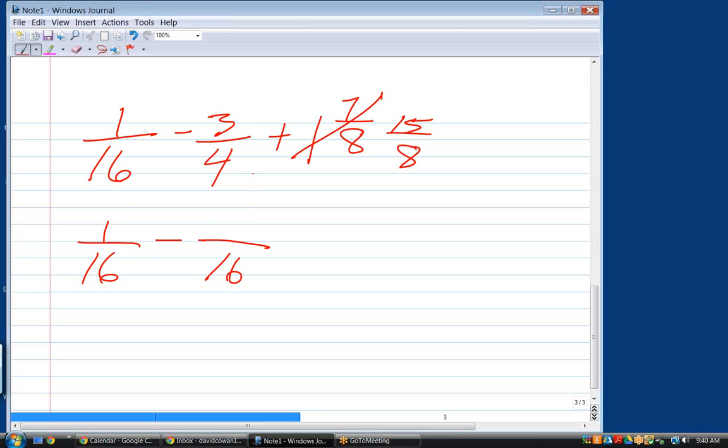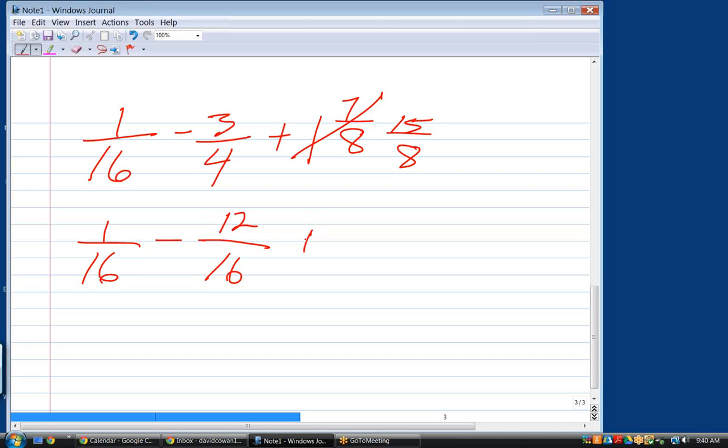4. No, now what you do is divide 4 into 16 and multiply it by 3. That's always exactly what you do, is divide your denominator into the least common one, 16, and then multiply it by the numerator to get 12, okay?